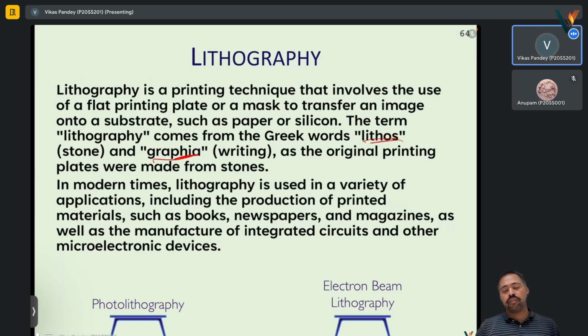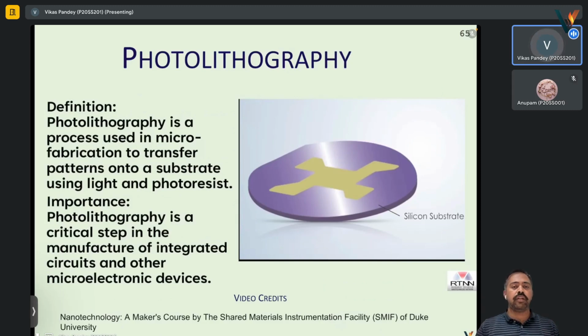Nowadays, since we have got sophisticated, instead of paint we are using light and electrons as our source of writing, and the mask from stone has shifted to quartz and chromium, or in some cases software control. So there are mainly two most commonly used lithography techniques, photolithography and electron beam lithography. We'll see a bit about photolithography. That is one of the common ones, and the concept of electron beam lithography is also very similar, except for the source. That is, instead of light, it becomes electrons.